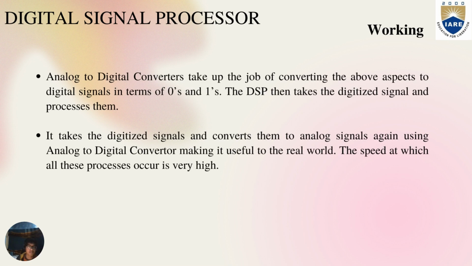Analog to digital converters take the job of converting the above aspects, that is physical data or analog data, in terms of zeros and ones, that is digital signals. The DSP, that is digital signal processor, then processes them. It takes the digitized signals and converts them to analog signals again using a digital to analog converter, making it useful to the real world. The speed at which all these processes occur is really high.